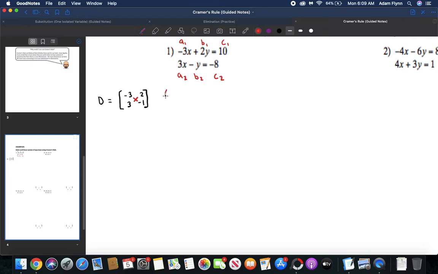So I have negative 3 times negative 1 minus 2 times 3. Negative 3 times negative 1 is going to be a positive 3 minus 2 times 3, which is 6. So I've got 3 minus 6. I can get rid of those parentheses. So the determinant of D is going to be 3 minus 6, which is negative 3.